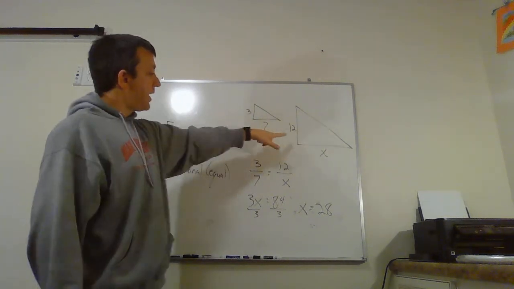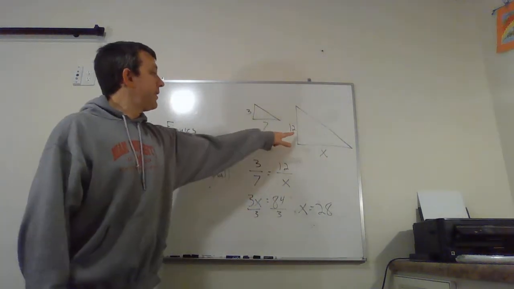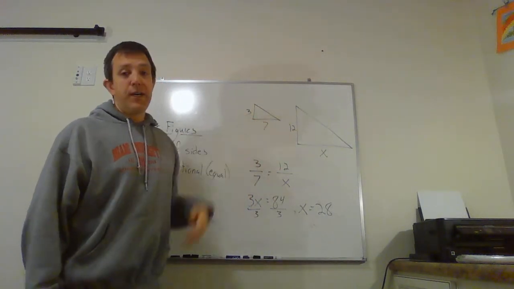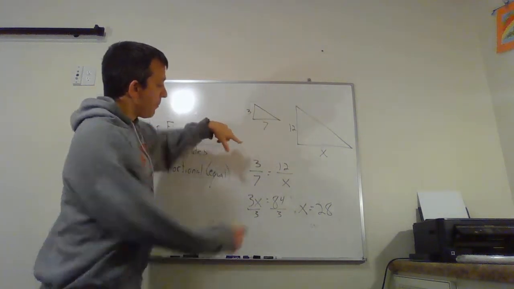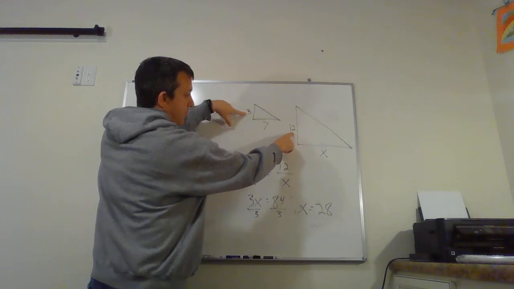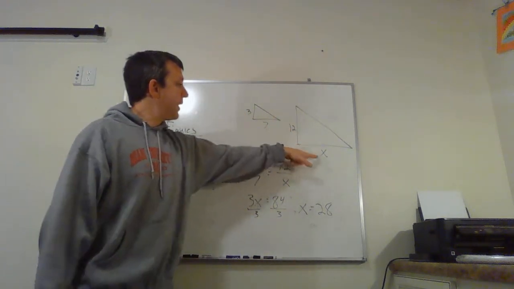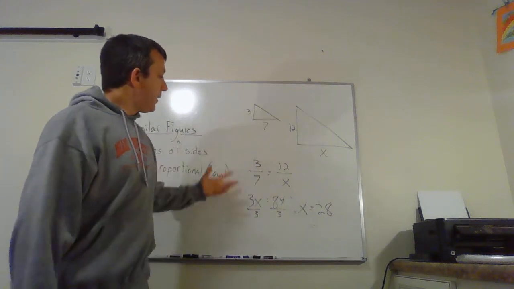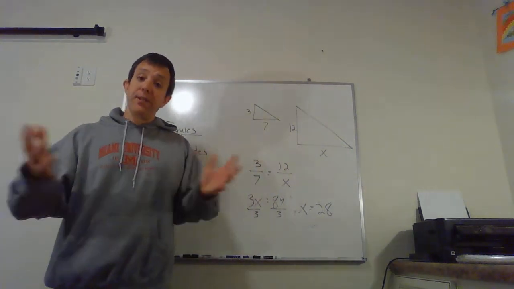Now, which side in the big triangle looks like it matches up with the 3 in the small triangle? Well, I hope the answer is 12. That's how I did it for sure. So I put the 12 on top, right? I'm lining up those matching pieces in the triangles. And then the x matches up with the 7. And there we go. I have 3 over 7 is equal to 12 over x. That looks like a proportion.